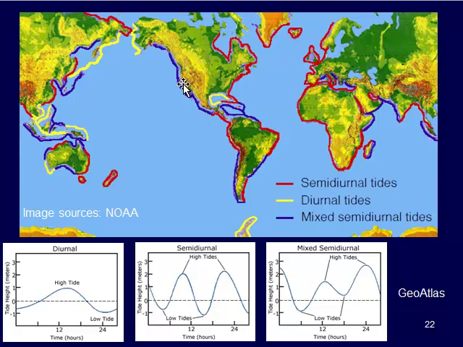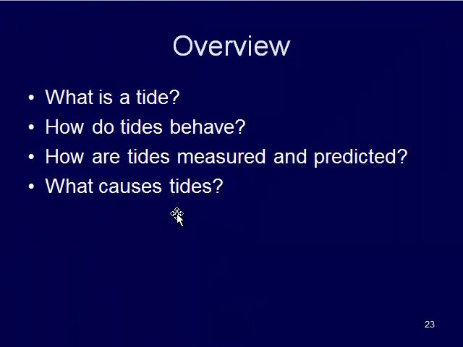So where we are, we've got mixed semidiurnal tides. And on the east coast, opposite side of the country, semidiurnal. So very similar highs and very similar lows. So that kind of wraps up. You can check out GeoAtlas for more information if you'd like. So that wraps up tides.